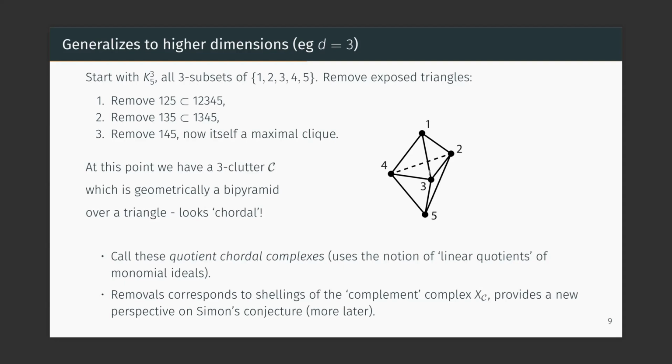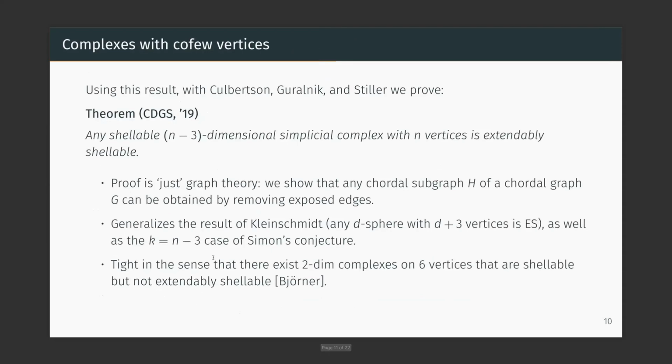And it's also true, this proposition holds true, that when you remove these exposed circuits, they are the same as shellings of these complement complexes. And so it gives you a new way to think about Simon's conjecture. Okay, but going back to graphs and Simon's conjecture, with Culbertson, Guralnick, and Stiller, we could show that in fact any shellable (n-3)-dimensional complex with n vertices is extendably shellable.